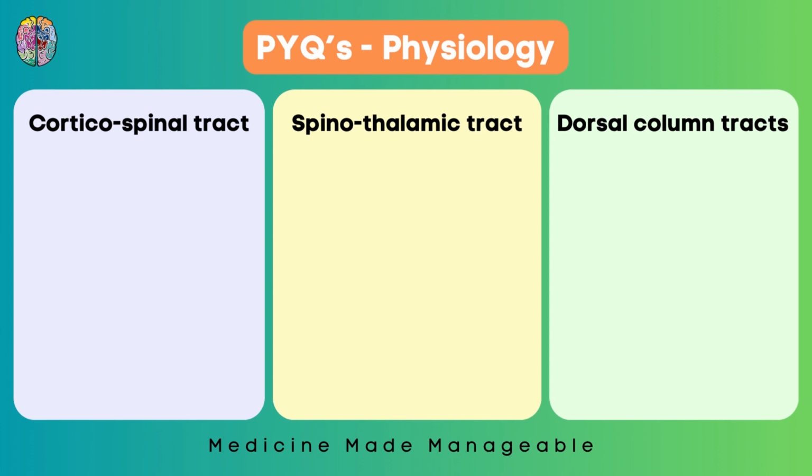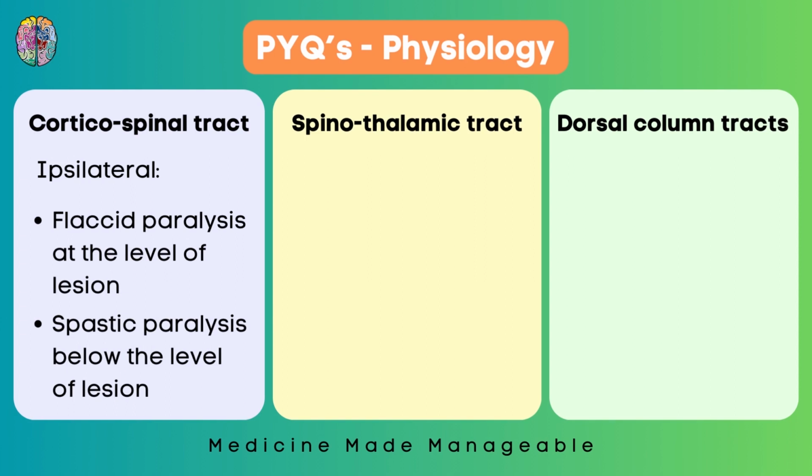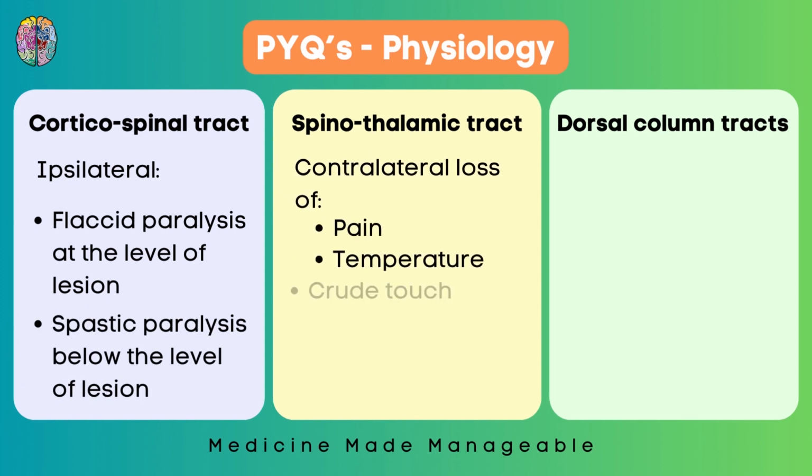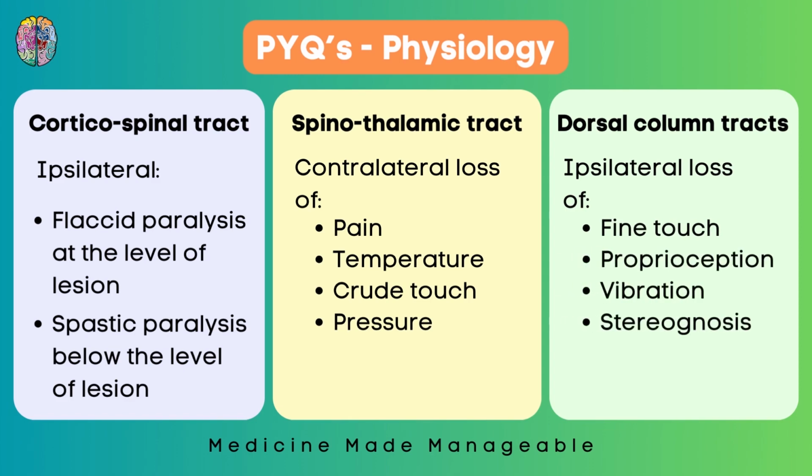And what will happen if we damage these tracts? Upon damaging the corticospinal tract, the person will have ipsilateral flaccid paralysis at the level of the lesion and spastic paralysis below the level of the lesion. Upon damaging the spinothalamic tract, the patient is going to have contralateral loss of pain, temperature, crude touch, and pressure. Upon damaging the dorsal column tract, the patient will have ipsilateral loss of fine touch, proprioception, vibration, and stereognosis.